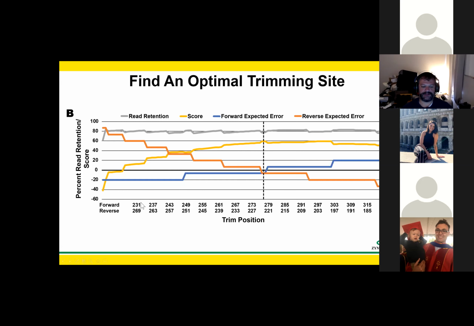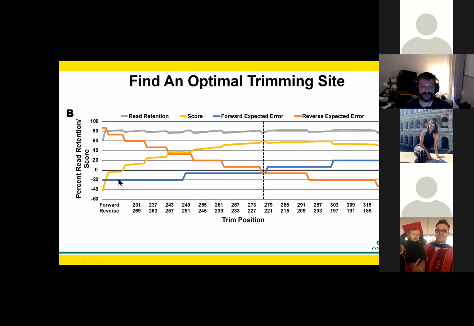So each of these is a possibility, and every time we go forward in this direction, so if we go to 232, this will drop down to 268, because every time we add a base to the forward, we can take a base off the reverse. And the goal is to figure out the point where we can do our trimming, get our desired read lengths, but tolerate the minimal amount of error on the reads.